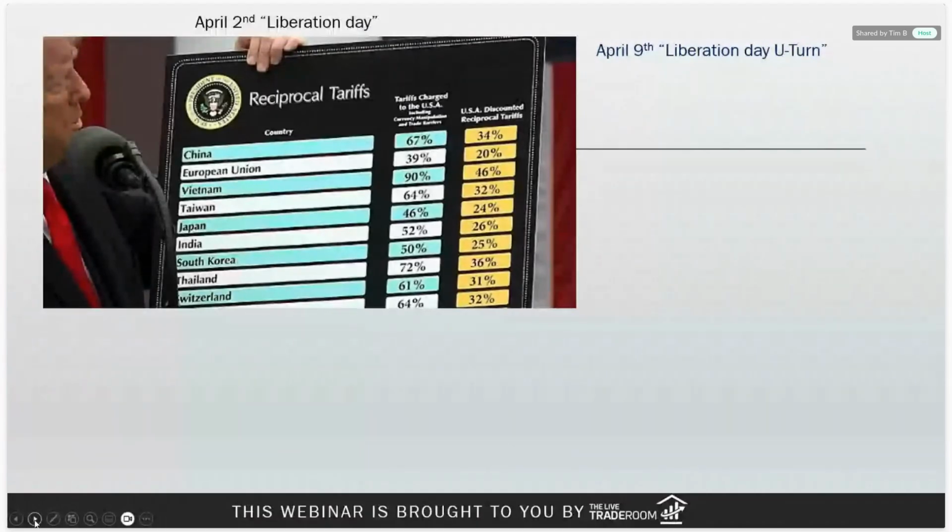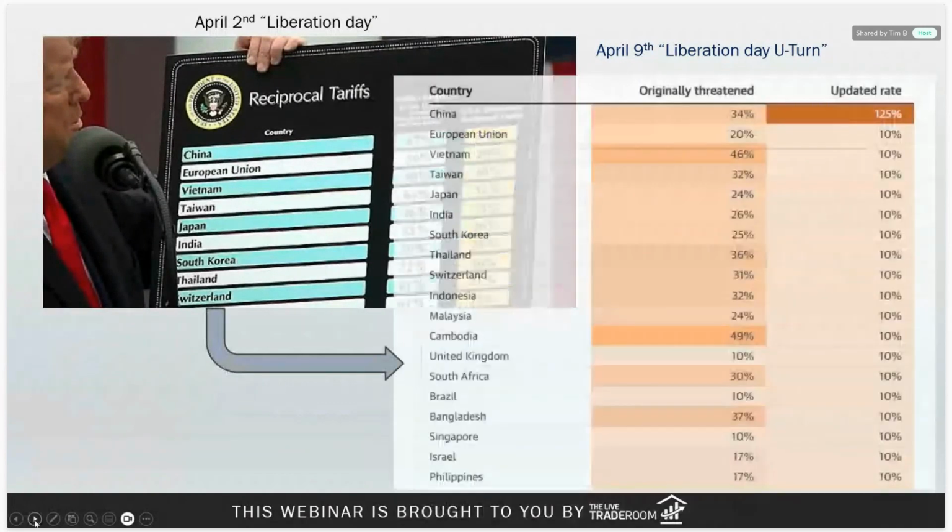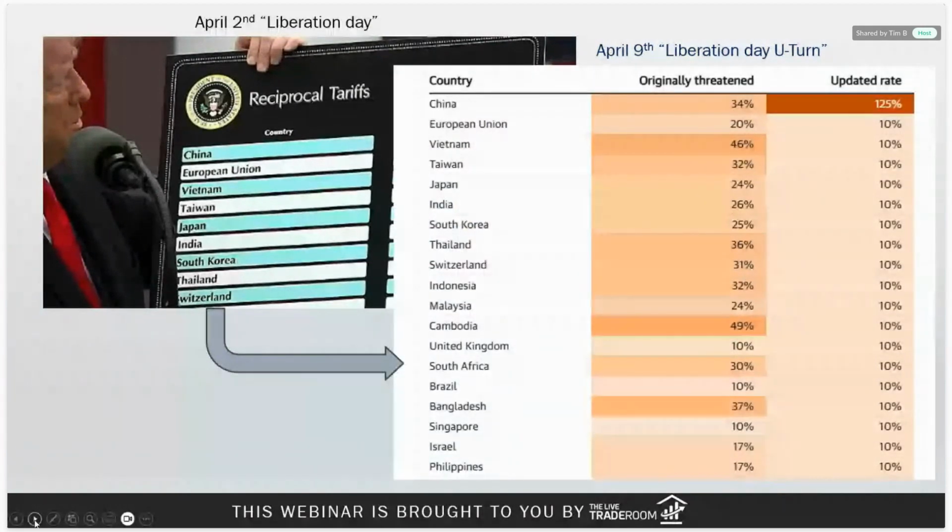So that was the context for all the chaos, and we'll have a look at the actual charts in just a moment. However, again, you're probably familiar with the U-turn, which was only 7 days later, Wednesday, April the 9th. This is Liberation Day, and this is the U-turn that we have seen. And you can see country by country the originally threatened percentage, and you can also see the updated rate.